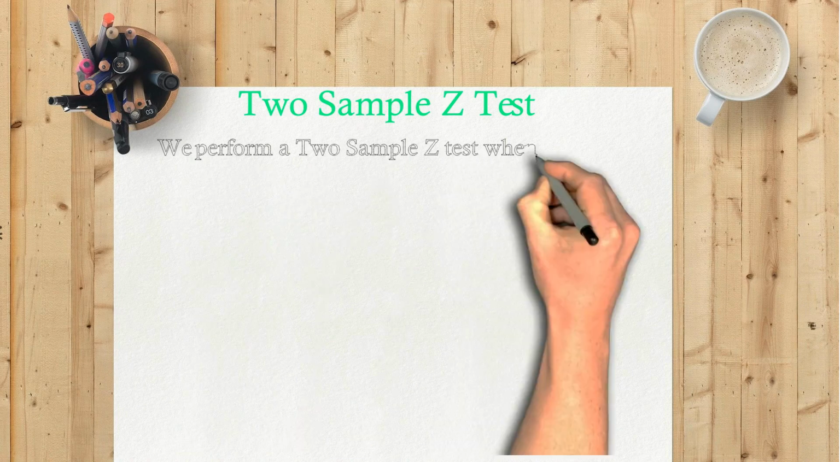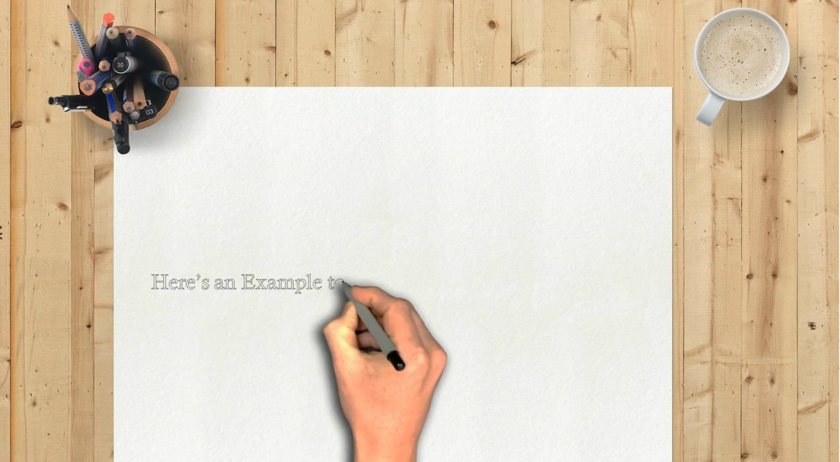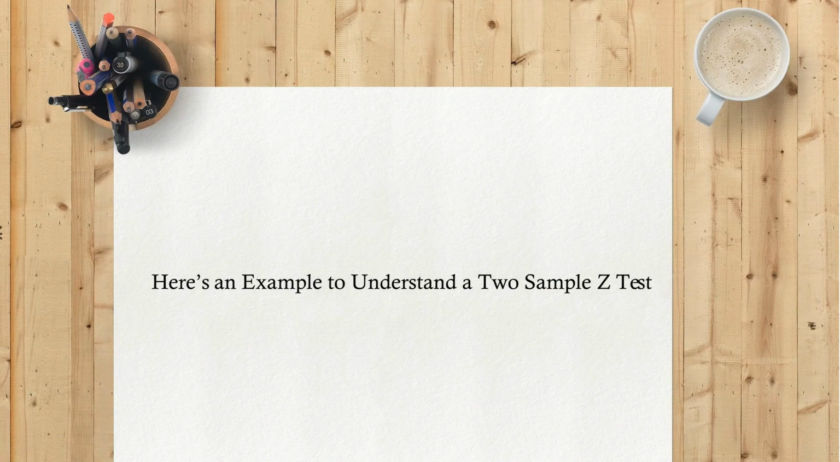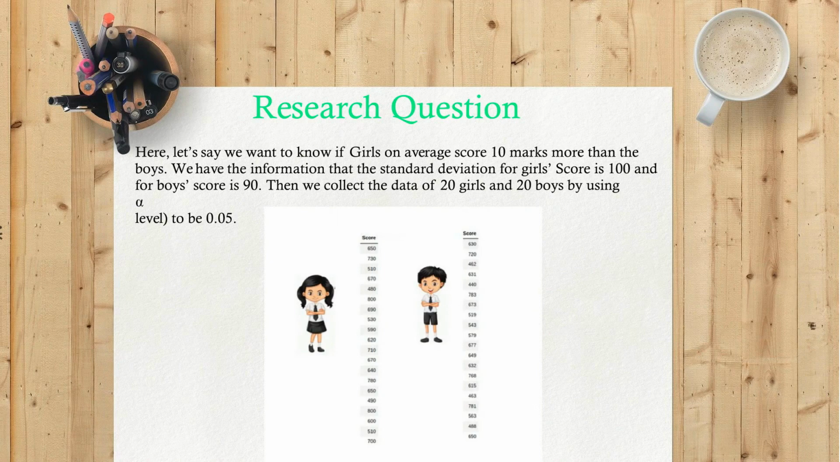Two-sample z-test. We perform a two-sample z-test when we want to compare the mean of two samples. Here's an example to understand a two-sample z-test. Research question. Here, let's say we want to know if girls on average score 10 marks more than the boys. We have the information that the standard deviation for girls' score is 100 and for boys' score is 90. Then we collect the data of 20 girls and 20 boys by using random samples and record their marks. Finally, we also set our significance level to be 0.05.